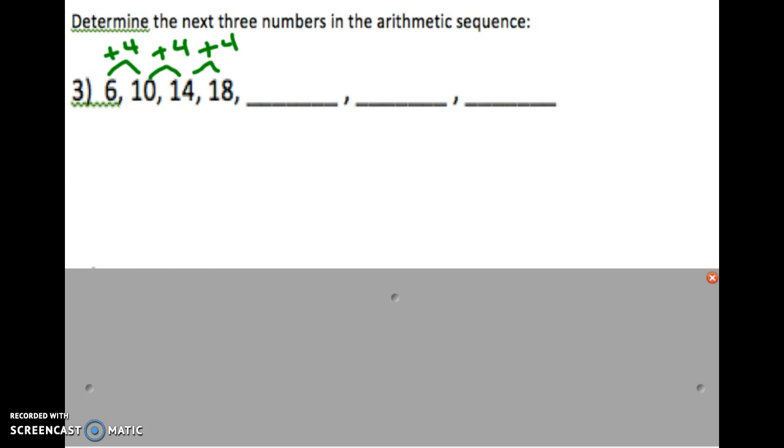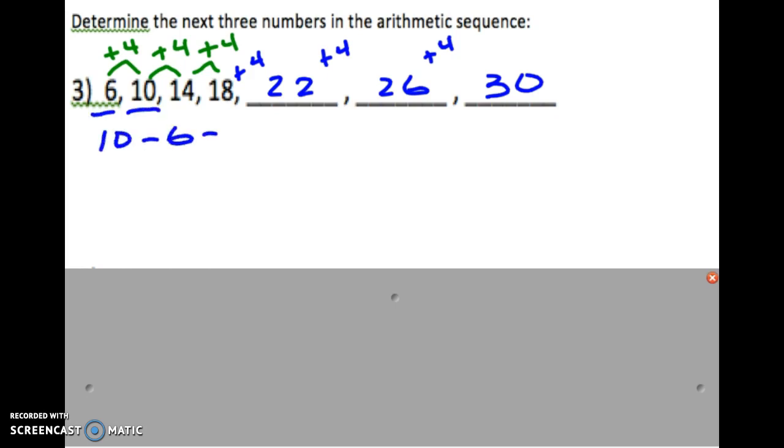So if we keep doing this, 18 plus 4 would make our next number 22. 22 plus 4 would give us 26. 26 plus 4 would give us 30. Now, for anybody who had trouble seeing that the pattern was going up by 4, you can always take the second number and subtract the first number. So 10 minus 6 would give us 4.